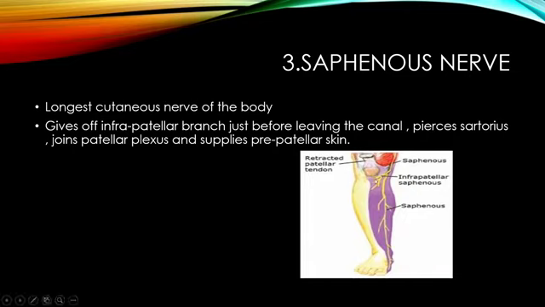The infrapatellar branch moves laterally. It leaves the canal while it pierces the sartorius muscle. It joins the patellar plexus and supplies the prepatellar skin. That is, over this area it supplies.